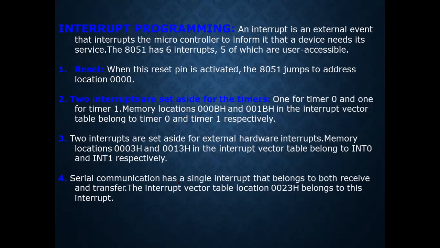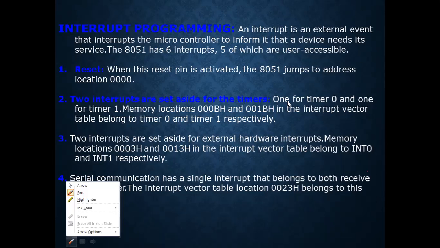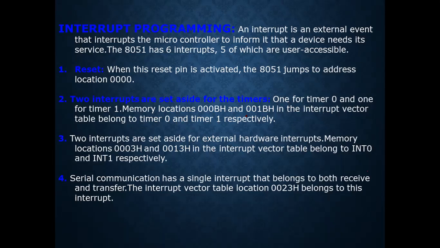Now there are two interrupts set aside for the timers. As you know, there are two timers or counters available in the 8051 microcontroller, so two interrupts can be generated, one for timer 0 and one for timer 1. You can see 000B is for timer 0 and 001B is for timer 1.